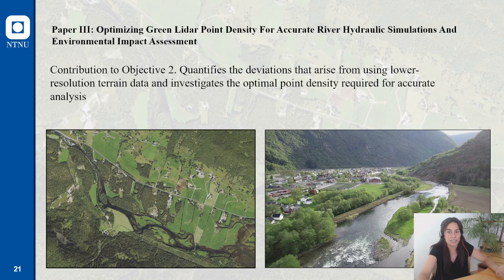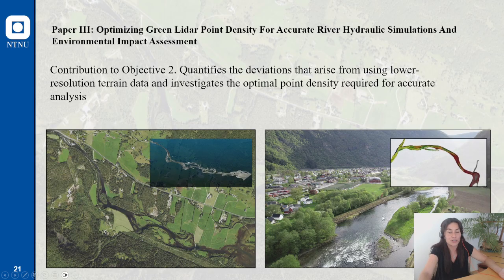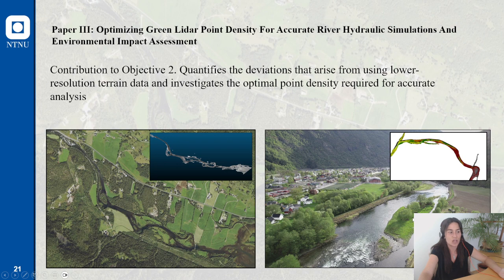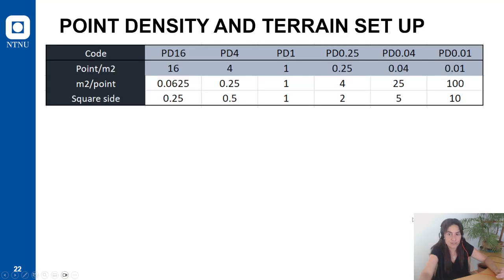So, what we did in these two study sites where we have very good LIDAR data sets was, okay, let's create different data sets with less density. So for both of the terrains, we have PD16, that has 16 points per square meter. The second dataset, PD4, has 4 points per square meter. The third, 1 point per square meter. PD0.25 has 0.25 points per square meter, meaning that we have 1 point every 2 meters. PD0.04, we have 1 point every 5 meters, PD0.01, a point every 10 meters.